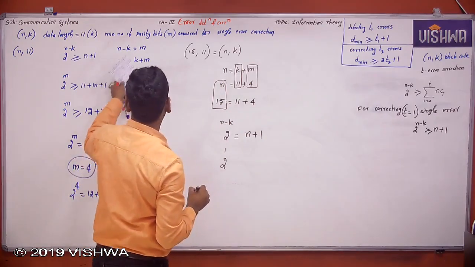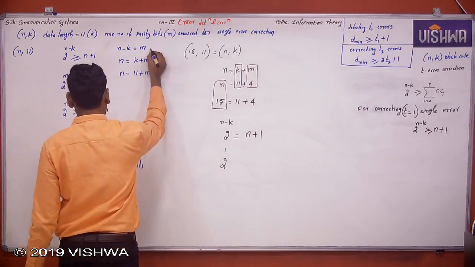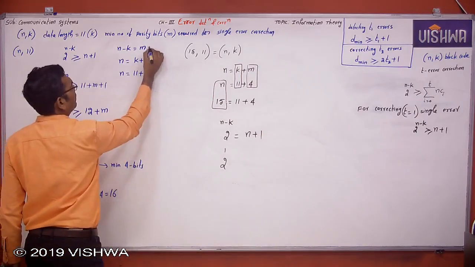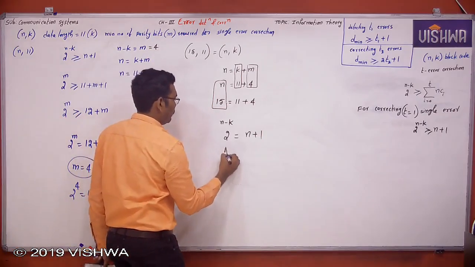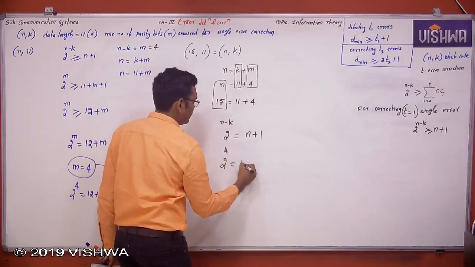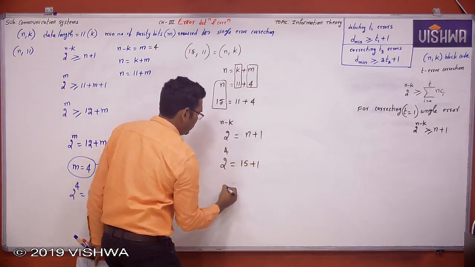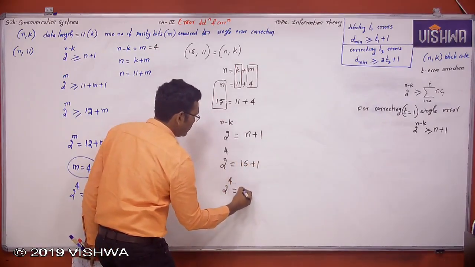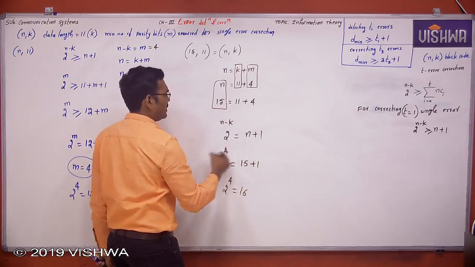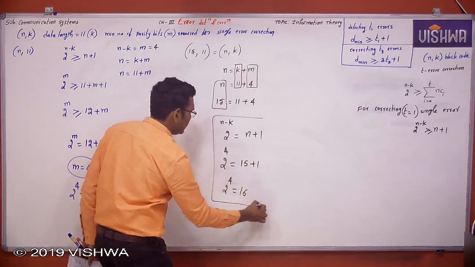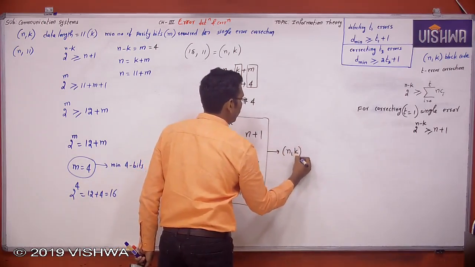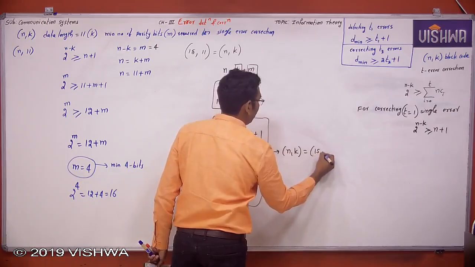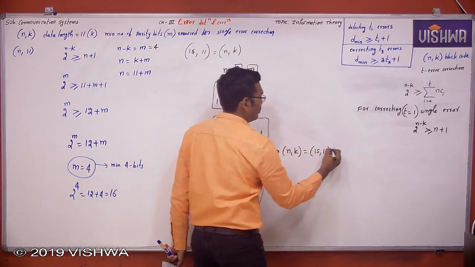N minus k, which is equal to m. How much are you getting now? This is n minus k, which is equal to m, which is 4. So 2 power 4, which should be exactly equal to n plus 1, that is 15 plus 1. So 2 power 4 is equal to 16. So exactly the equality condition is satisfied. Therefore this n comma k block code is nothing but a 15 comma 11 block code.